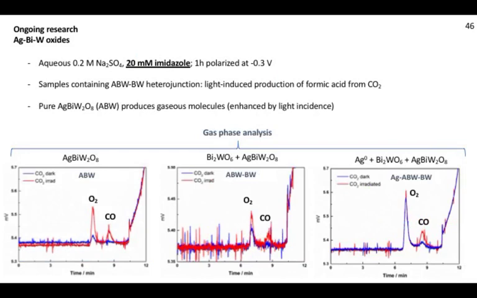However, when we analyze the gas phase product, we see that the pure phase is selective for CO formation, again induced by light. While the other compound, the one together with bismuth tungstate, only forms trace amounts of CO. And the multiphasic compound can form CO as well, most likely because of the metallic silver domains.